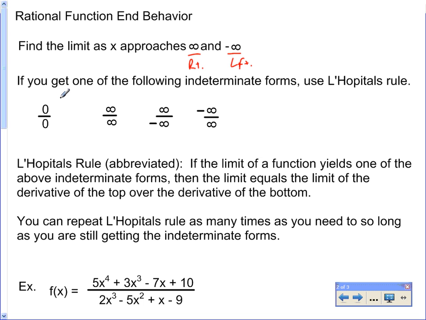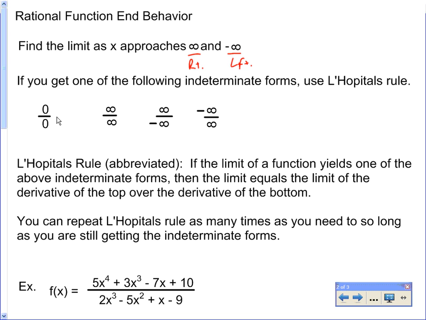So let's say we take that limit and we get one of these four indeterminate forms. They're indeterminate because they don't really have an answer. 0 divided by 0, we don't know what that is. We know you can't divide by 0, but we also know that if you divide something by itself, it should be 1. So this is kind of on the border of two different rules, so we're not really sure.